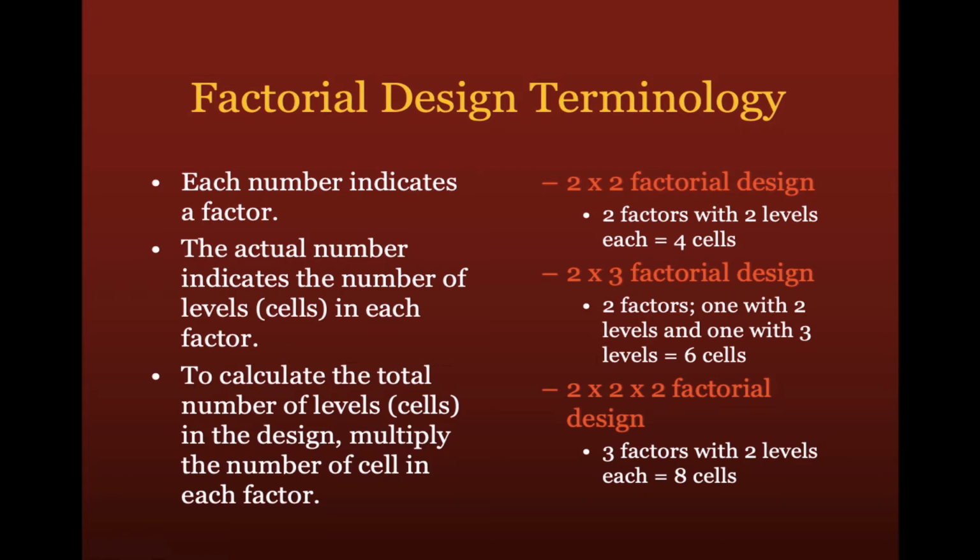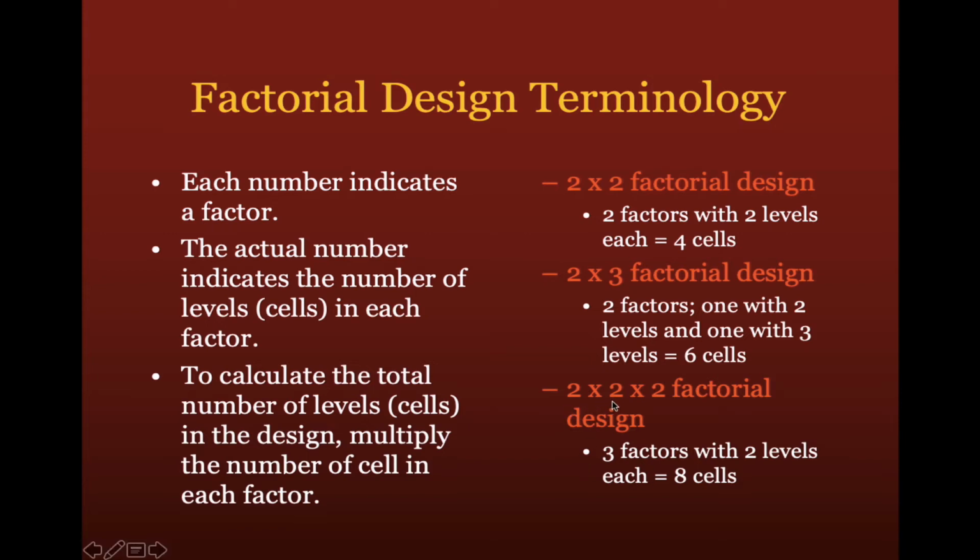Let's do another example so that you understand how this works. The actual numbers in a 2 by 3 factorial design tell you how many levels there are in each particular factor. This first factor has two levels. The other factor has three levels. So there are two factors total, one with two levels, one with three levels. Again, the levels we're talking about are conditions. If we wanted to know how many total conditions there were in this design, you just multiply it out, 2 times 3, so there'd be 6.